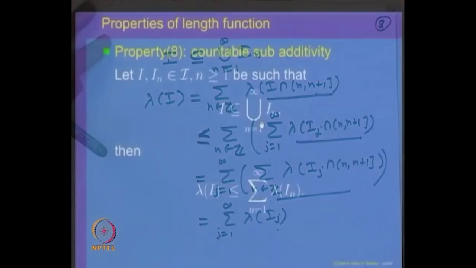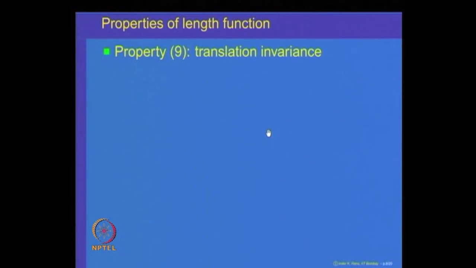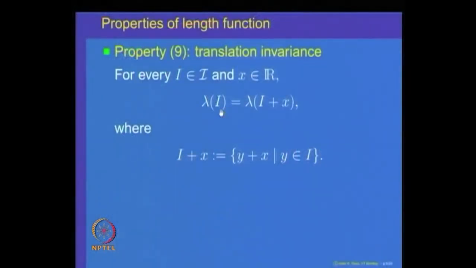This property is called the countable subadditive property of the length function. Here is a very important property of the length function, which is called translation invariance. It says if I take an interval I and translate it by some number x, then the length of it does not change. So, length of I is equal to length of I plus x. When I take an interval I and translate, this is a translated set, just shift it, push it by a distance x. So, I plus x is all y plus x, y belonging to I.